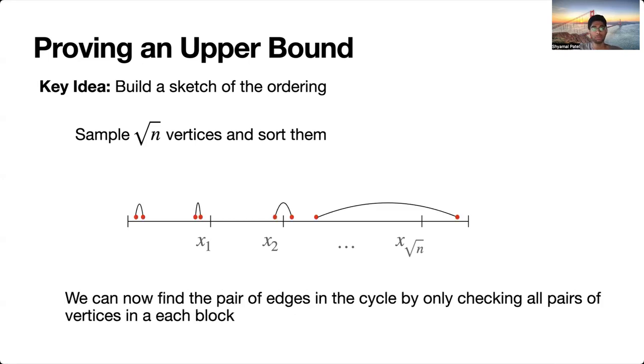Now we note that with this sketch, we can actually find which two edges belong to the same cycle. They should just be the edges that end up in the same bucket. And now we can just query all the endpoints that end up in the same bucket. And this is actually how we get the upper bound of square root n as well.